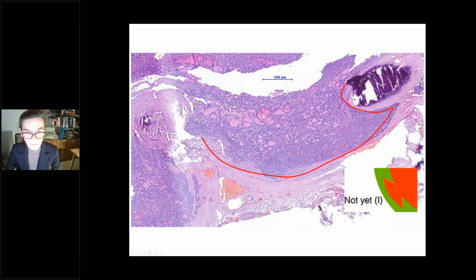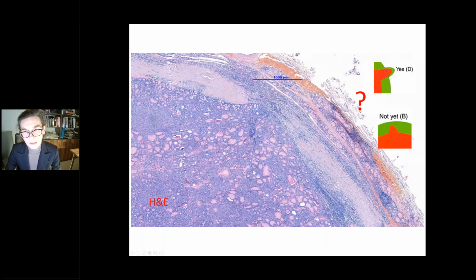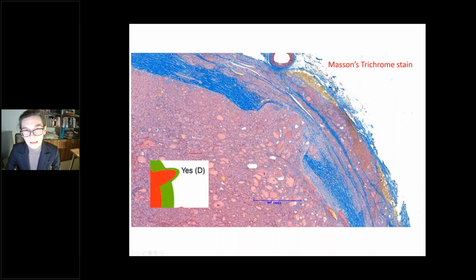And another example of unequivocal invasion in a hook-like manner. And in this very special example of capsular invasion or pseudo invasion, we can use a special stain, a histochemical stain, Masson's trichrome stain, and we can find some tumor cells outside the capsule. So it is invasion. So it is minimally invasive follicular carcinoma.